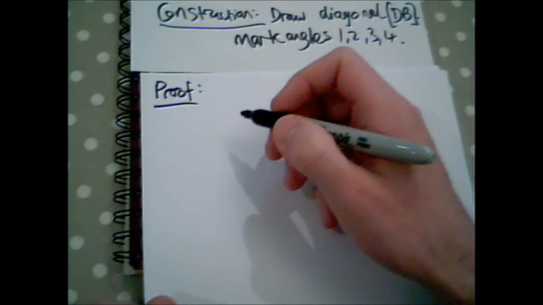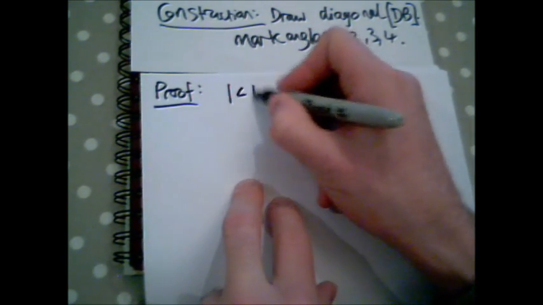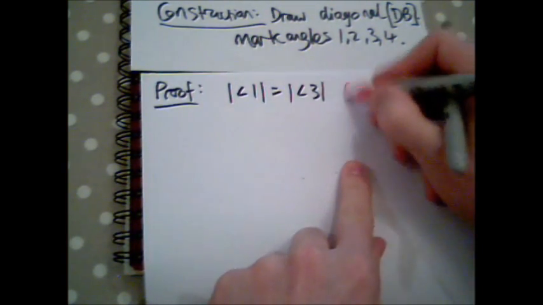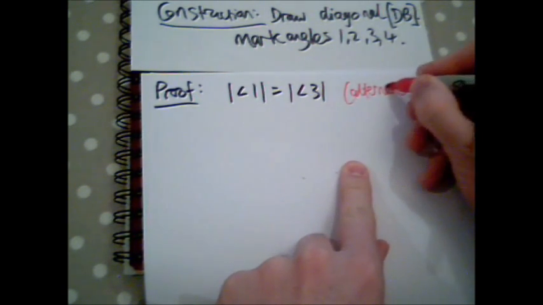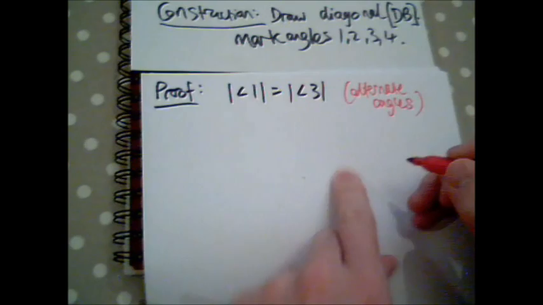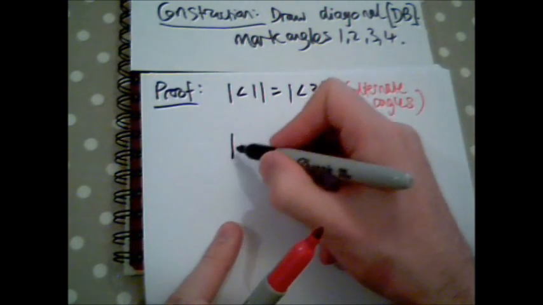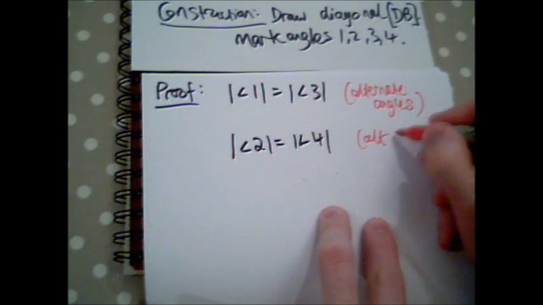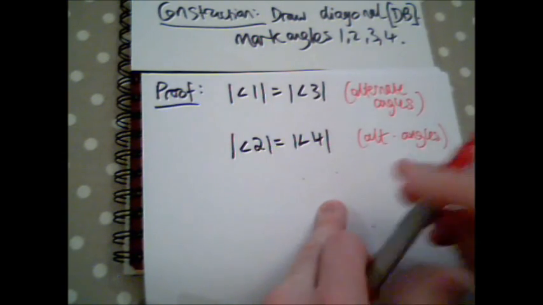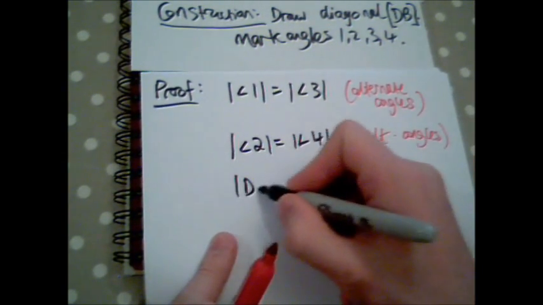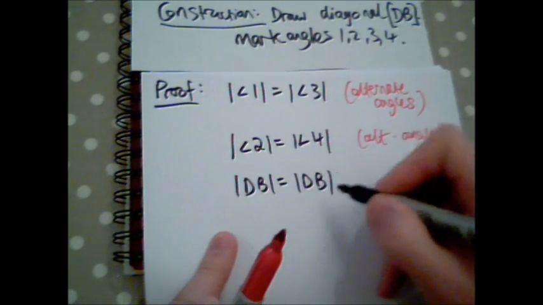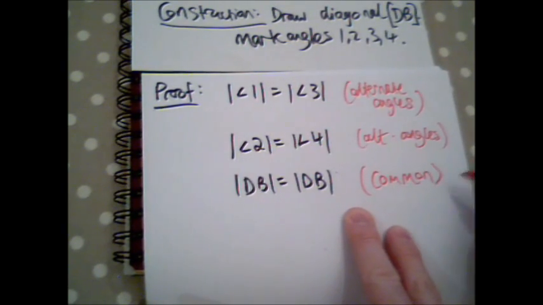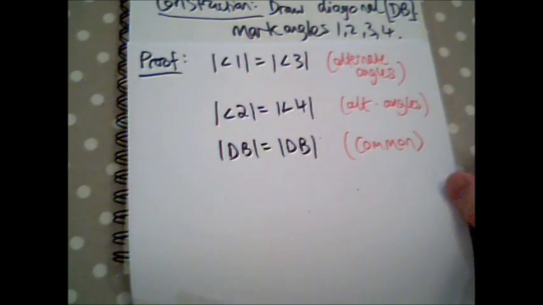So the proof. The first bit says the measure of the angle 1 is equal to the measure of the angle 3, because as we said, they are alternate angles. The second bit we said was that the angle 2 equals the angle 4. Again, they are alternate angles. And the third bit we said was that the measure of the side DB equals the measure of the side DB. And what we write here, when you've got a side that's in both triangles, you write common, as in it's in common, or if you want, you can write in both triangles.